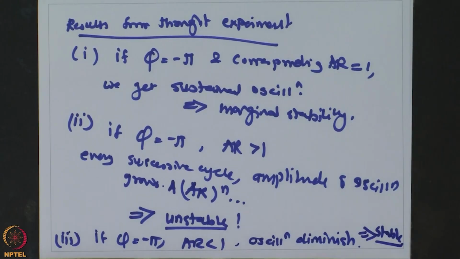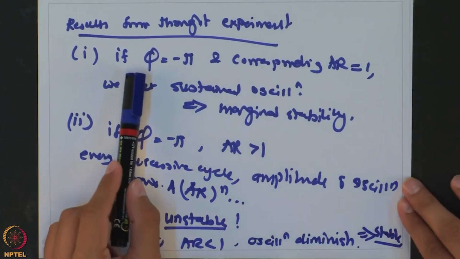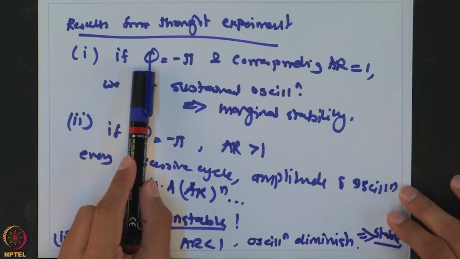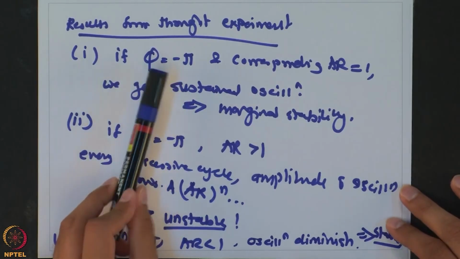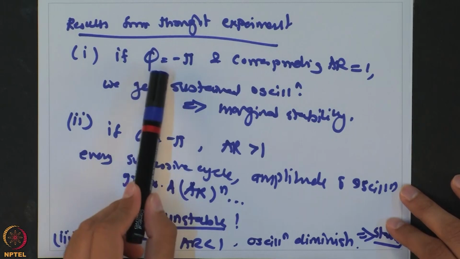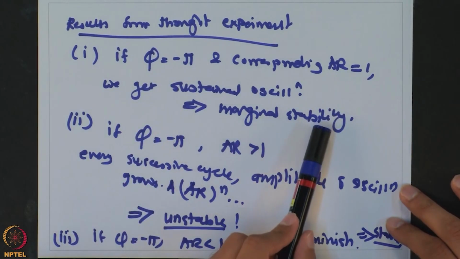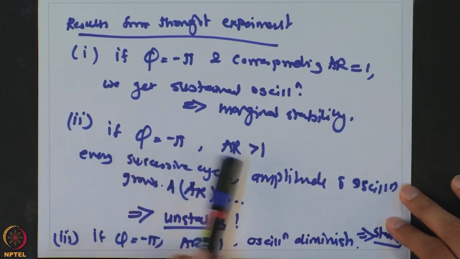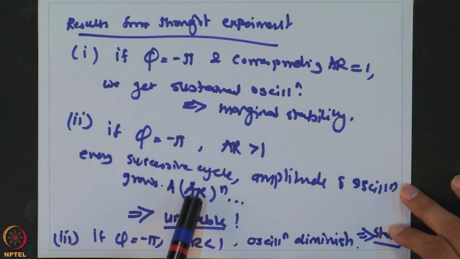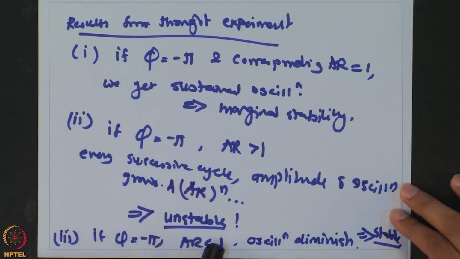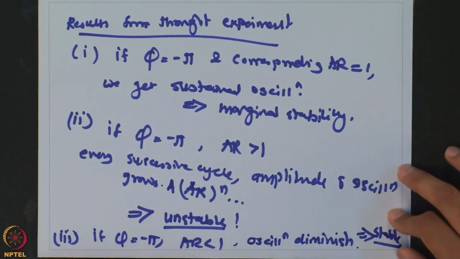So simply by looking at what happens when your phase is minus pi, through this thought experiment we can make a claim that if at this particular frequency the amplitude ratio is 1, the system is at the stability limit. If that corresponding amplitude ratio is greater than 1, the closed loop system is unstable, and if that corresponding amplitude ratio is less than 1, then you have a stable system.